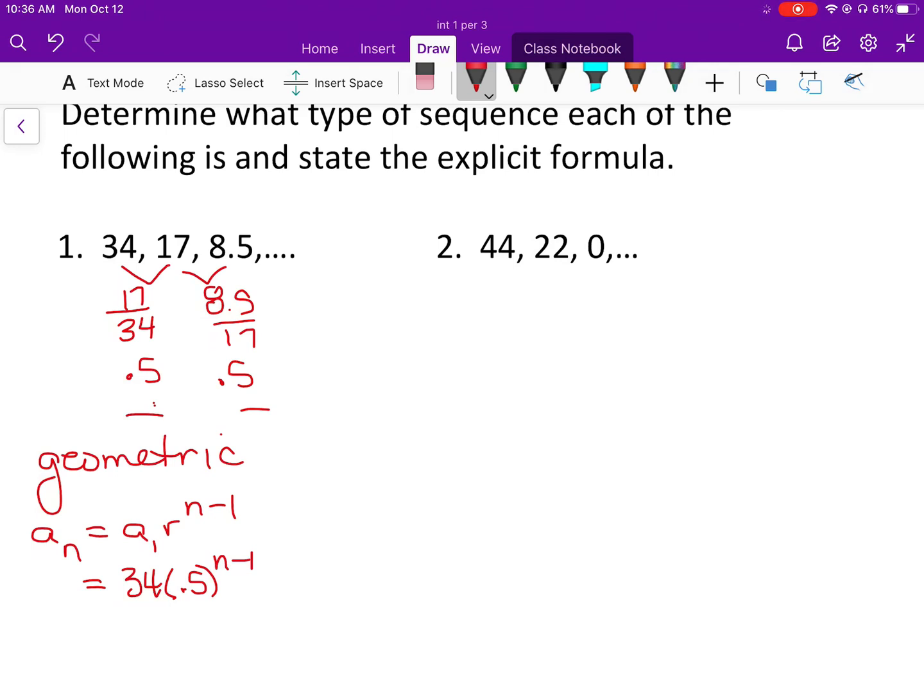Now, let's look at the second one. Okay, so if I go from 44 to 22, that's minusing 22, right? 44 minus 22 is negative 22. How about, is this also minus 22? Is it doing the same thing? So it's doing the same thing twice. So that means it's subtracting 22 every time. So that makes it arithmetic.